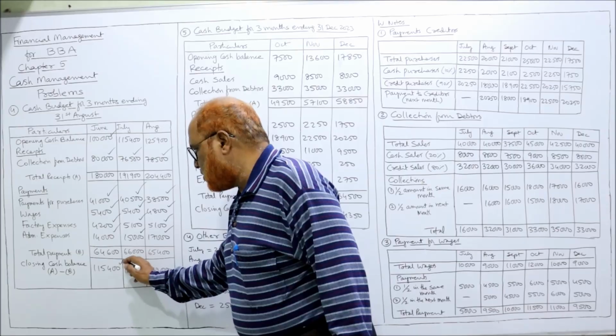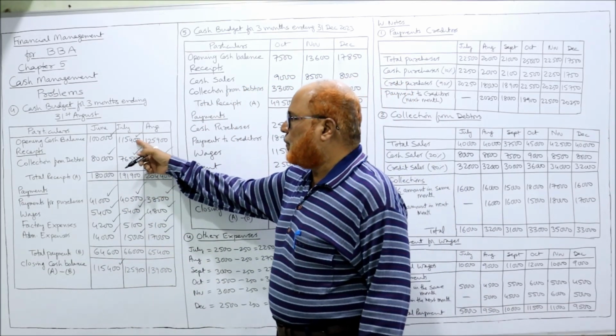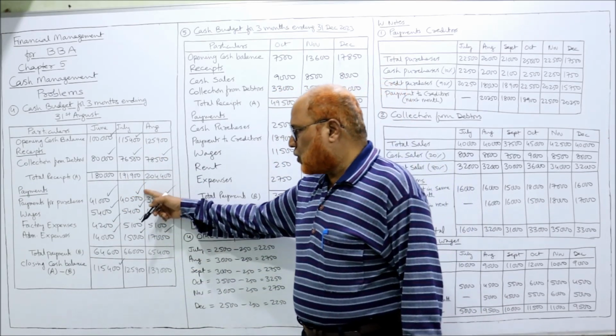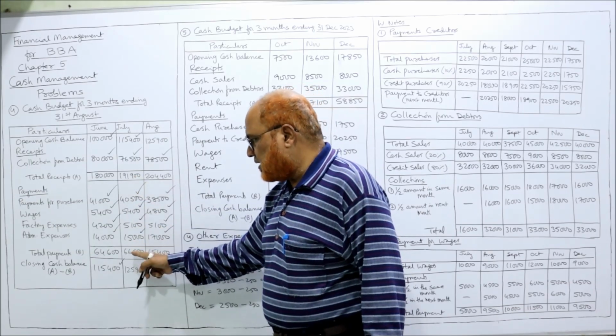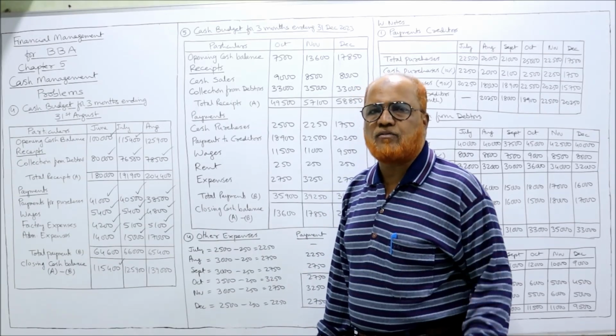So this closing balance will become opening balance for July. Now add up both these, you'll get 1,91,900 total receipts. Take the total of payments, 66,000. So 1,91,900 minus 66,000, 1,25,900 is the closing cash balance of July.